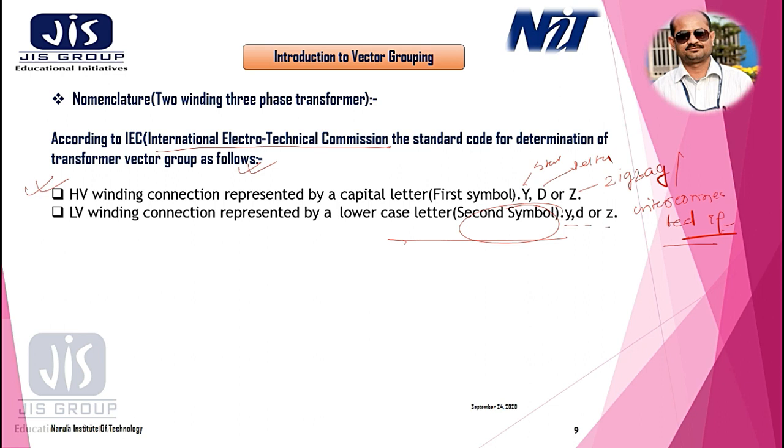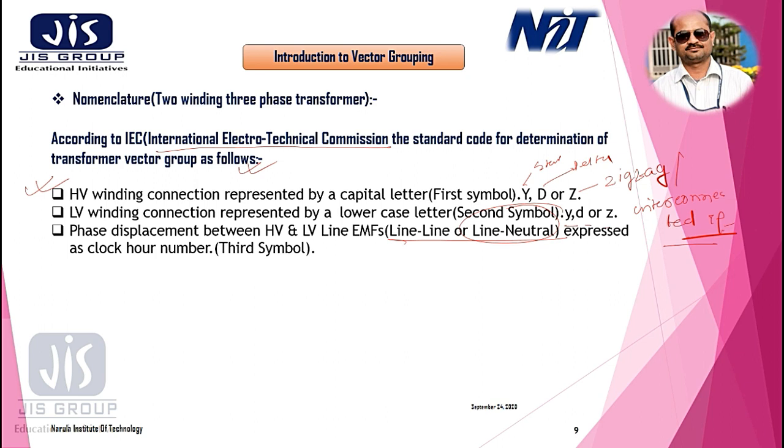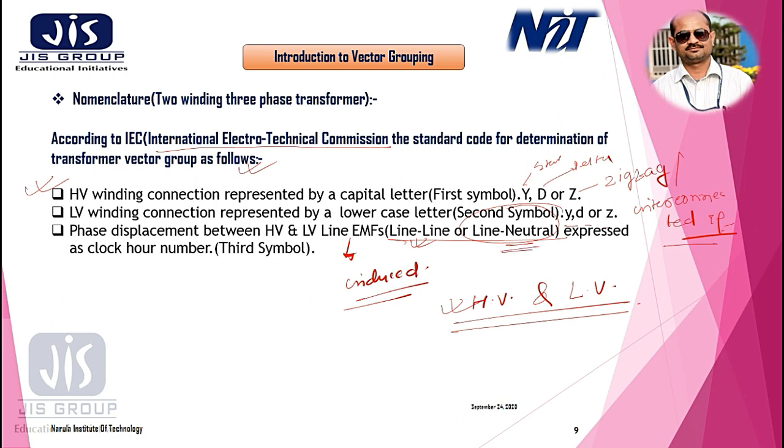y, d, z, similar to star, delta and zigzag connection. And the third symbol is the phase displacement between the high voltage and low voltage line induced EMF. So this is the phase difference between high voltage and low voltage, line to line or line to neutral. We can take line to line voltage or we can take line to neutral, that is phase voltage. So that is defined as a clock hour number.